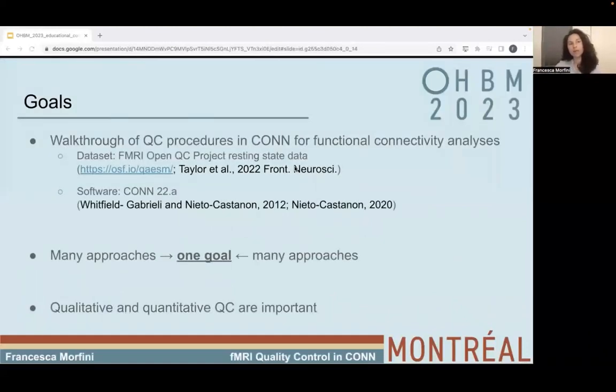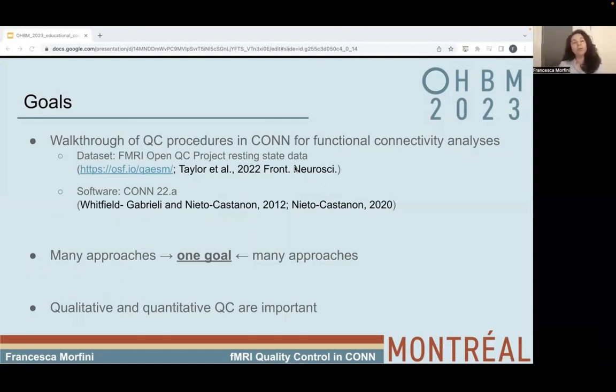Today I will give a walkthrough of quality control procedures using data from the fMRI Open QC Project. Specifically, I'll be using resting state data, as one could do if interested in performing functional connectivity analysis.